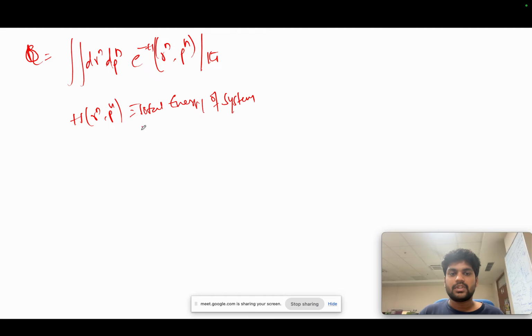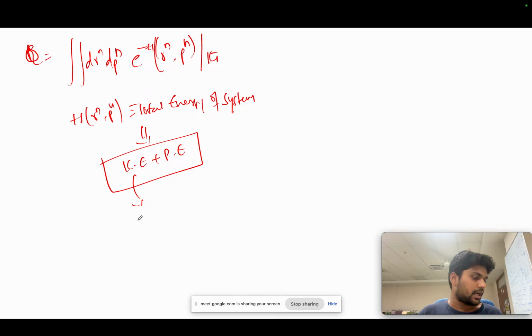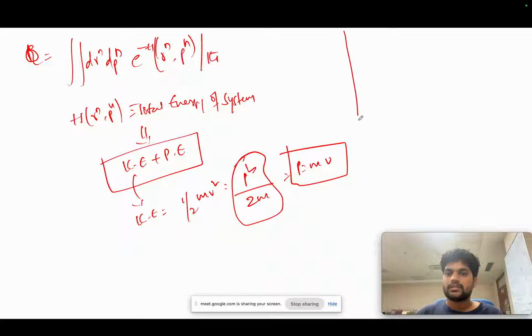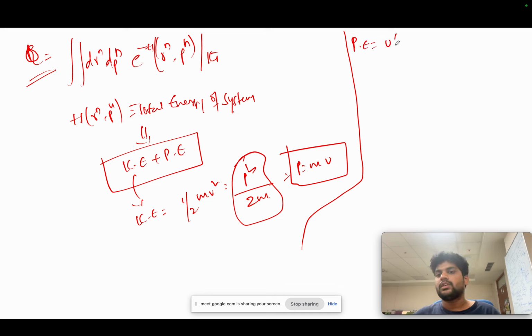So once we are talking about the total energy, we have kinetic energy plus potential energy, and we know that kinetic energy is nothing but half mv square. It can be written as p square by 2m, because p equals mv, since we are dealing with the momentum terms. And then, we know the partition function, right, which we have been talking about from the starting. So now we have the potential energy U of r.